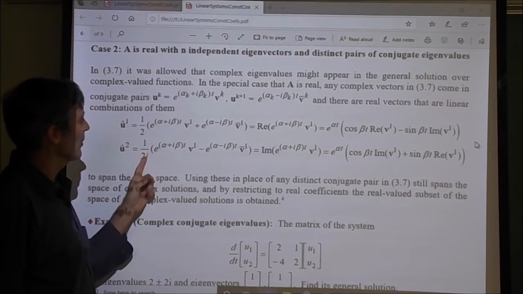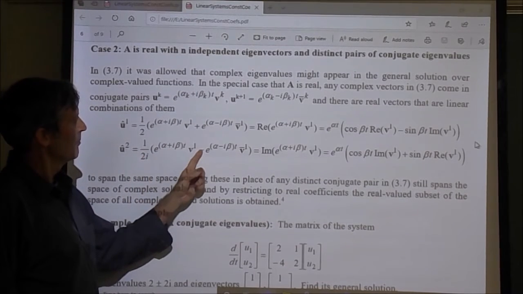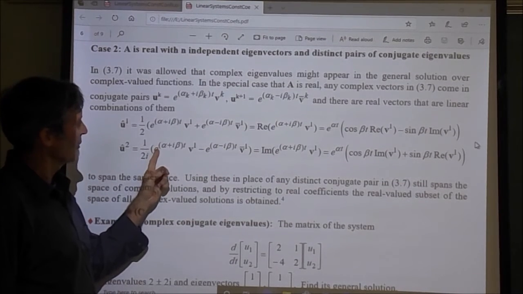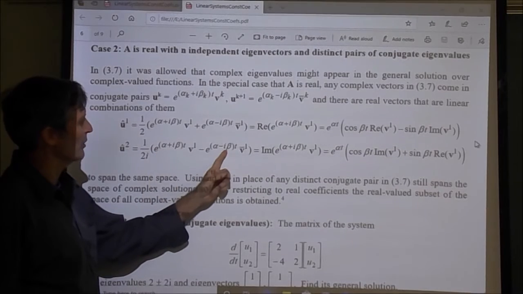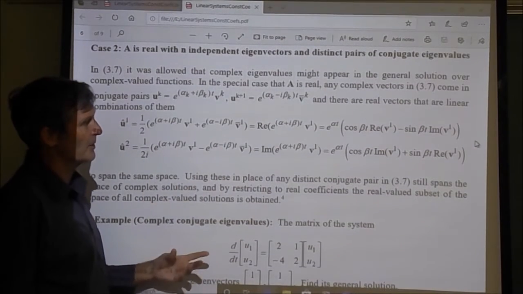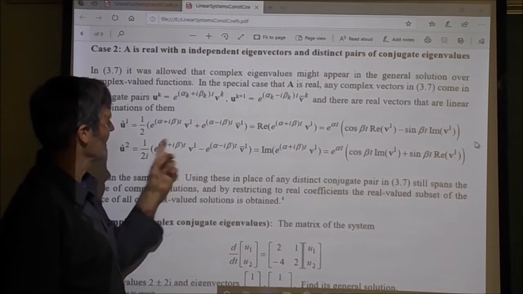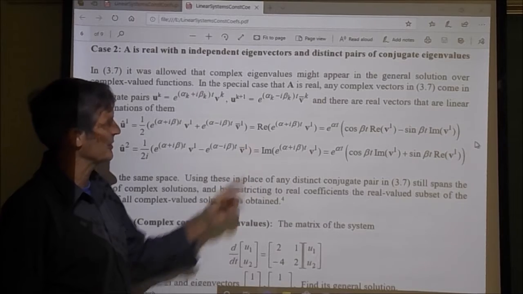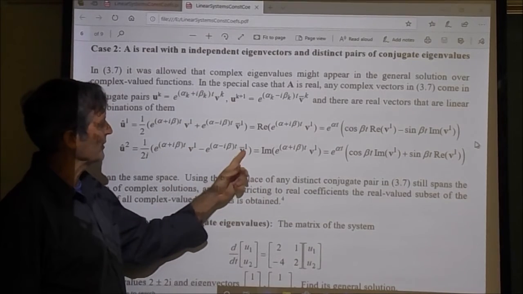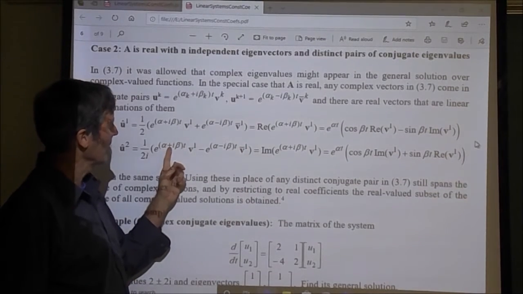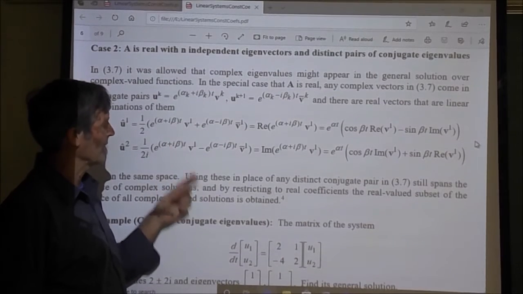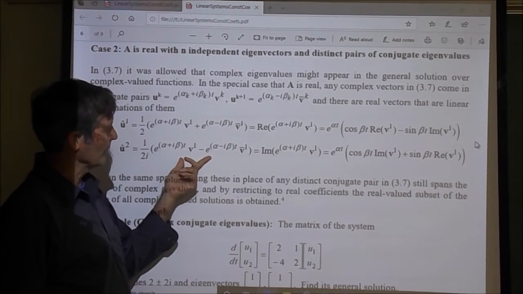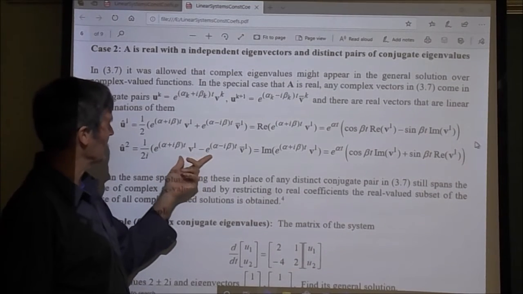Similarly, if you take 1 over 2i times the first one minus the second one, well, now the real parts cancel because you got real part minus real part, the same real part. The imaginary parts are minus each other, right? One of them is a real part plus i imaginary part, the other one is the same real part minus i times the same imaginary part. Just because V1 and V2 are complex conjugates and alpha plus i beta and alpha minus i beta are complex conjugates. These two things are conjugates of each other. So the real parts are equal and their imaginary parts are minus each other.